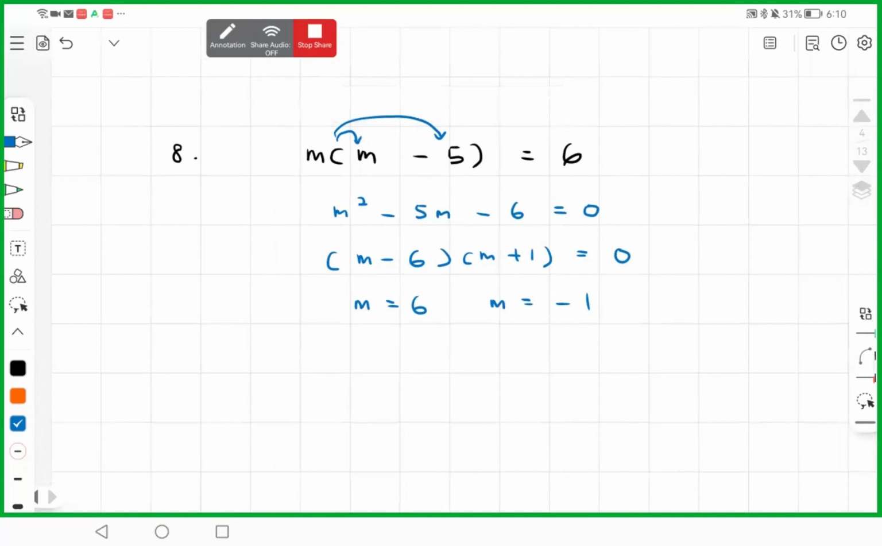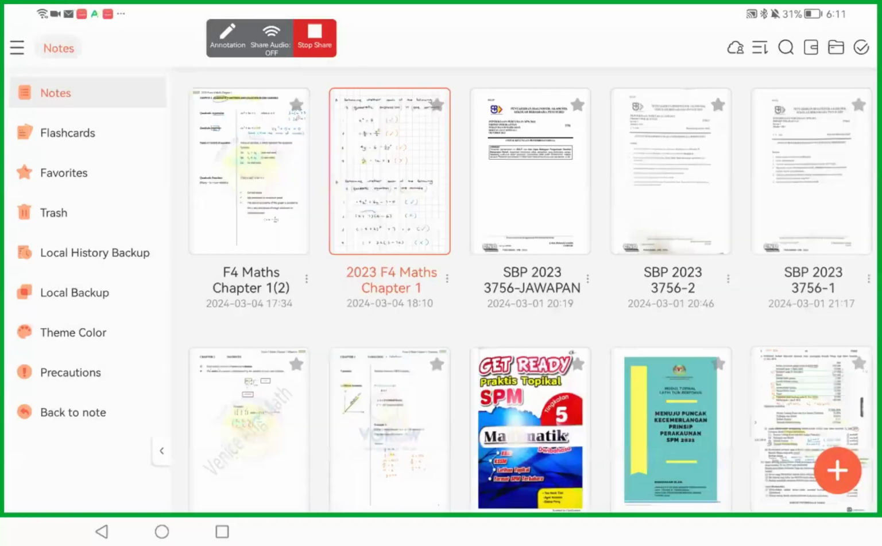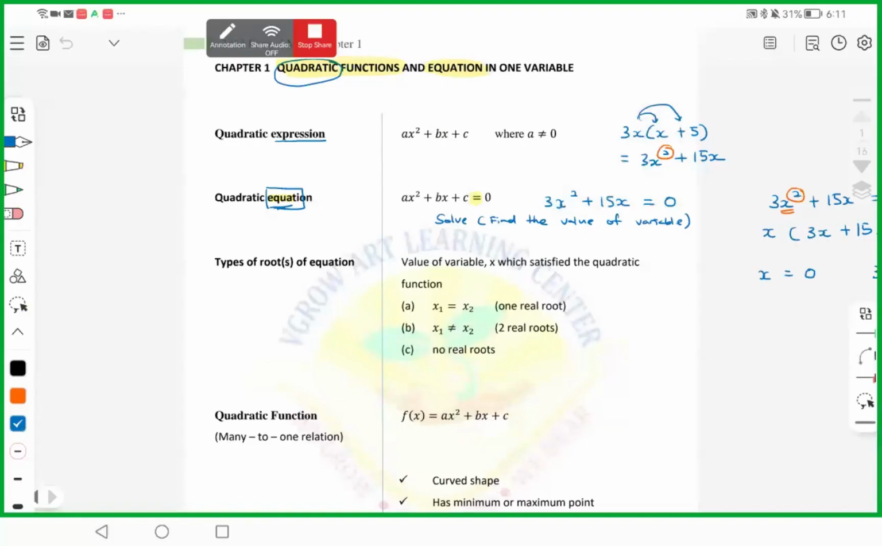Okay, so that's the whole idea. So the first part we learned in chapter 1 is how to find the roots of the quadratic equation.